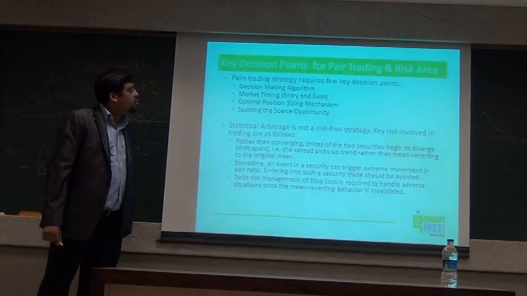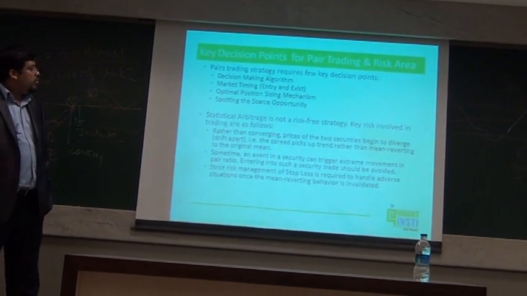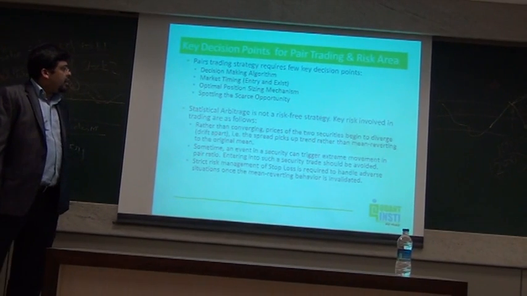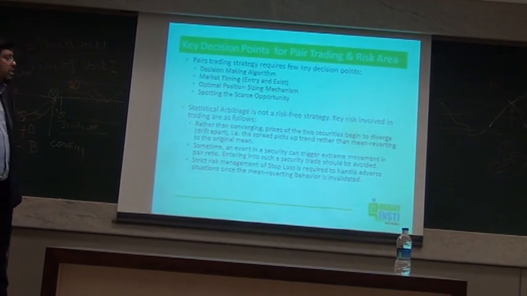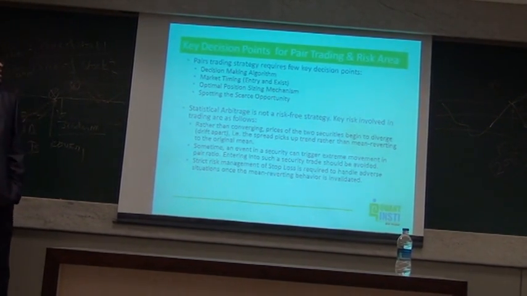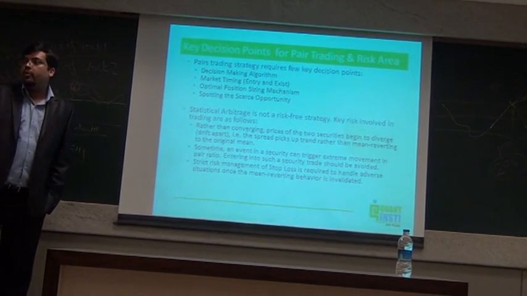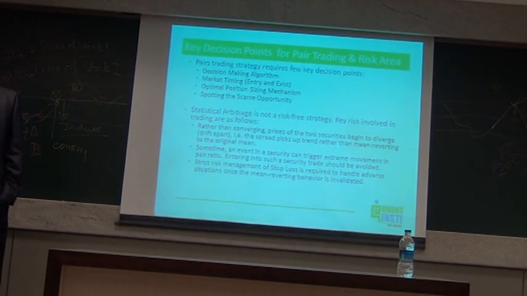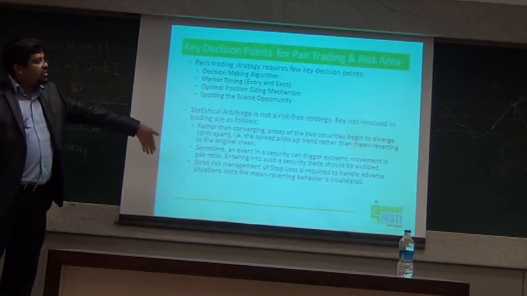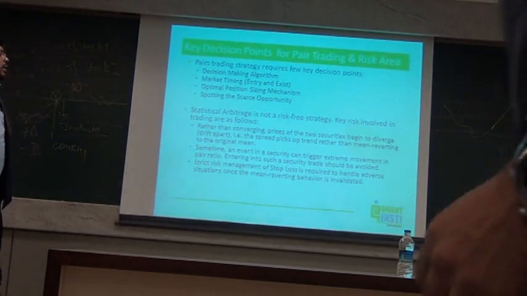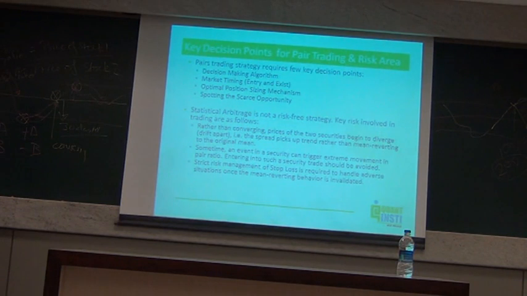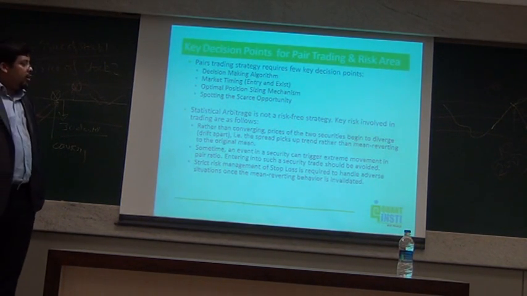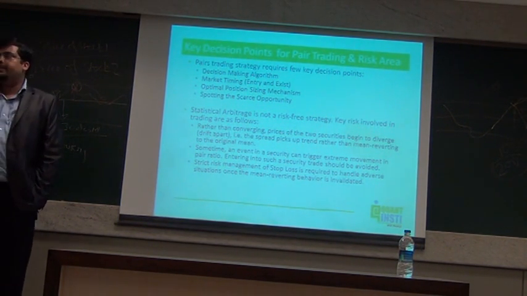Statistical arbitrage is not a risk-free strategy. Key risks involved in trading are as follows. Rather than converging, the prices of the two securities begin to diverge, drift away, the spread picks up trend rather than mean reverting to the original mean. I think it should be clear that now the spread can start moving up. Sometimes an event in a security can trigger extreme movements in the pair ratio. Entering into such a trade should be avoided.